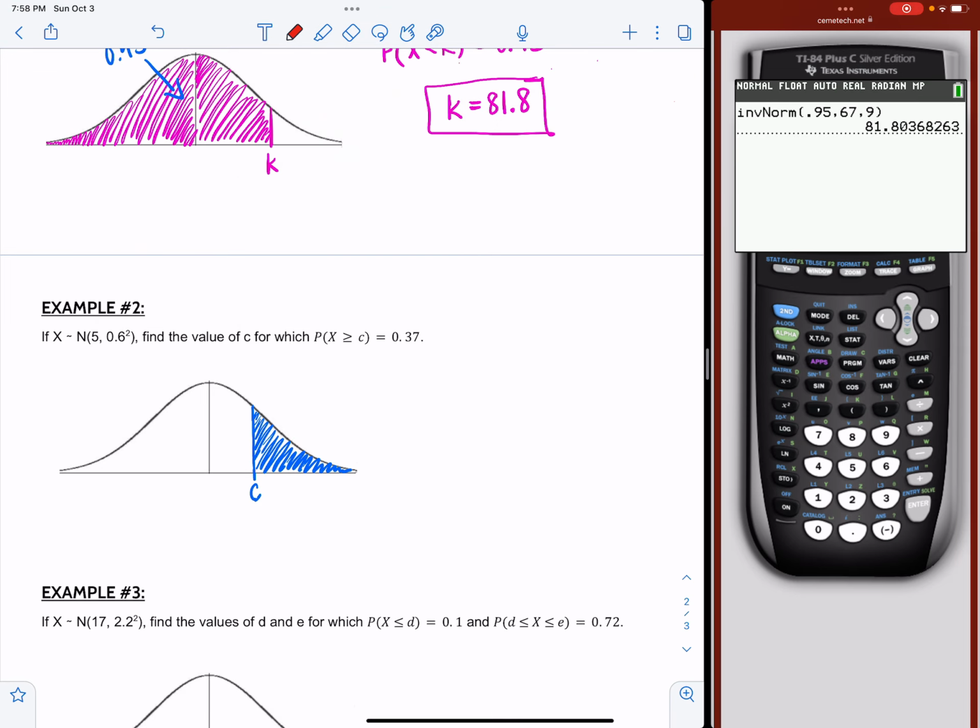So from here, I already know that I have 0.37. Because I know that, what I can do is remember the calculator only calculates the probabilities less than. So that means the one I need to use is I need to go to the left side of this graph.